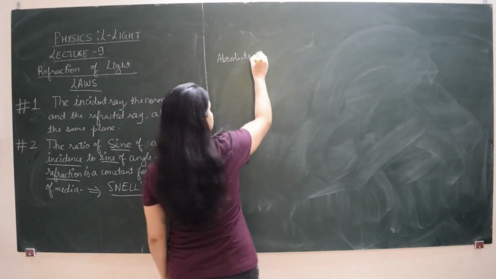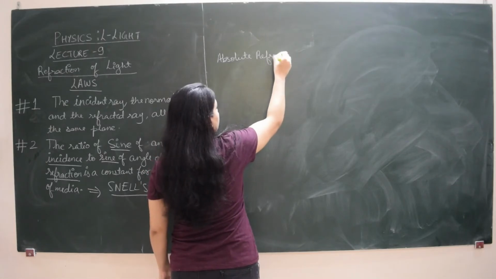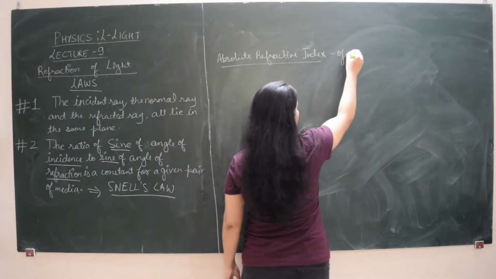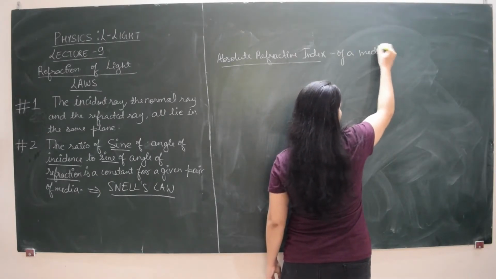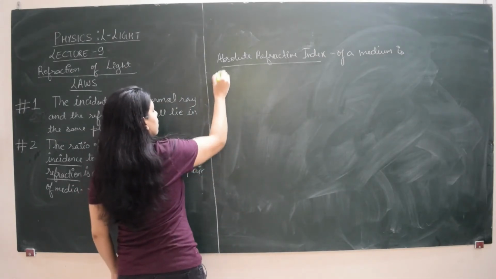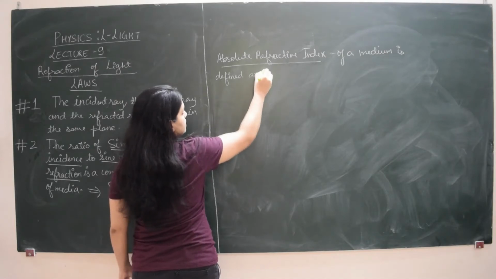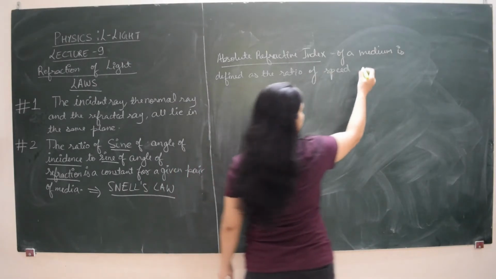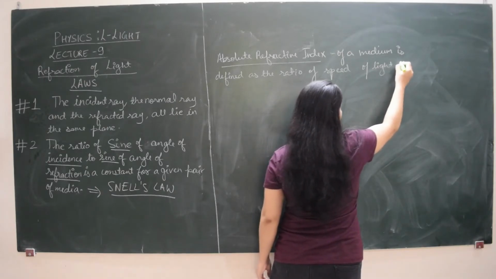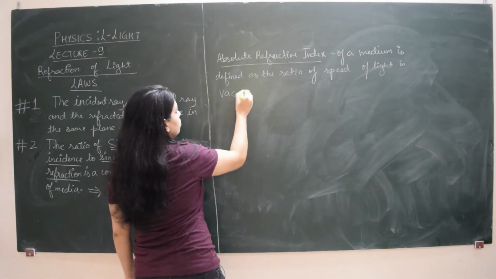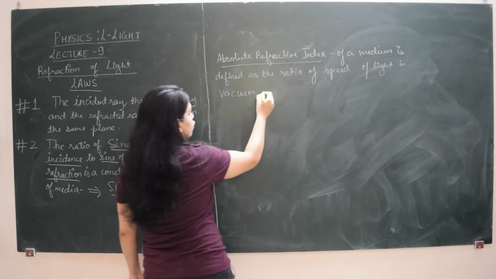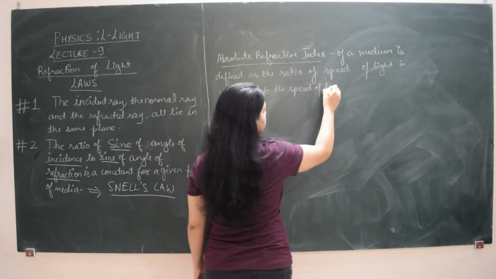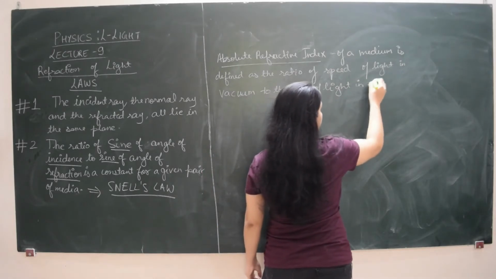So absolute refractive index of a medium is defined as the ratio of speed of light in vacuum, or as I said in some cases air also, in vacuum, to the speed of light in the given medium.